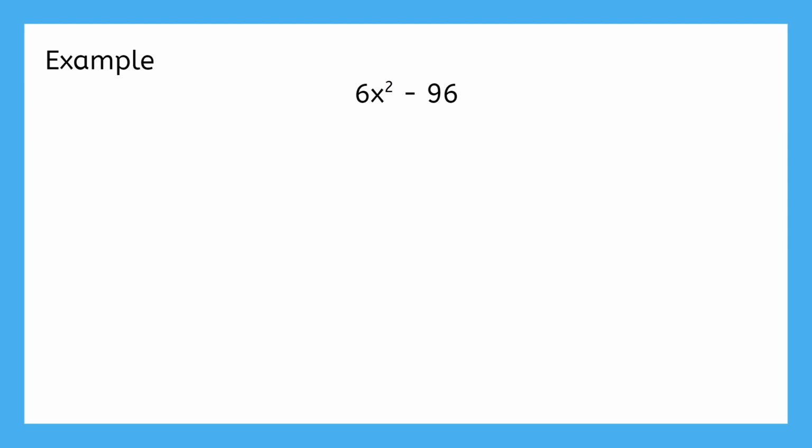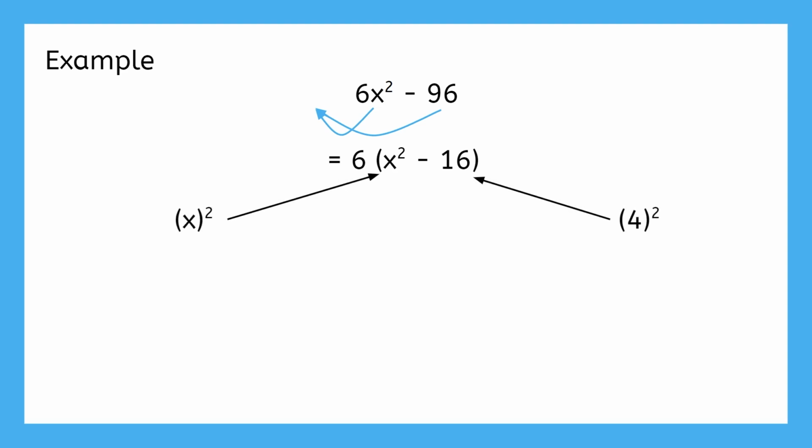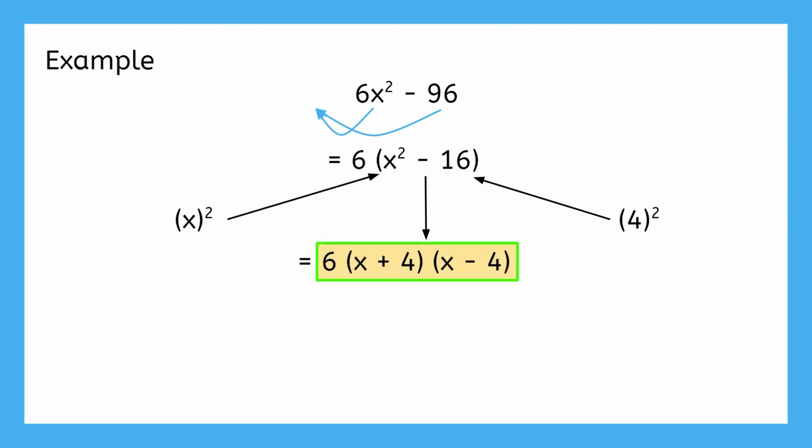This binomial isn't a difference of squares. No integer can be squared to make 6 or 96. But both of these terms are divisible by 6, which means we can pull out a GCF. Now we see a difference of squares, the square of x and the square of 4, which means by the rule of factoring a difference of squares, the factors will be x plus 4 and x minus 4, along with that 6 that we factored out at the beginning.